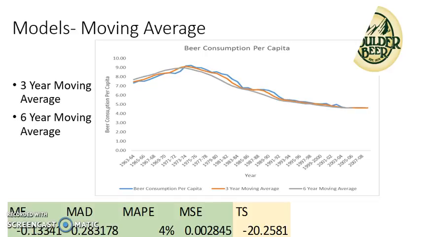Here's a closer look at the moving average model. The 3-year moving average is denoted by the orange line, and the 6-year moving average is denoted by the gray line on the graph. These can be compared to the blue line, which represents the actual consumption data. Below the graph is also a small screenshot of the value for each of the accuracy criteria. This is only the data for the 3-year moving average, but it's representative of the 6-year data as well. This shows that even though mean error is close to zero and the MAD is relatively small, the tracking signal is far below the -4 threshold, signaling this is a failed model.